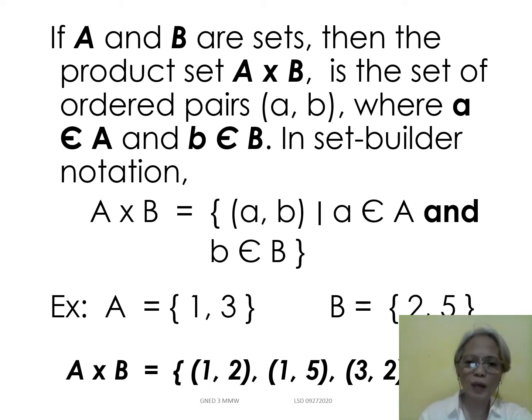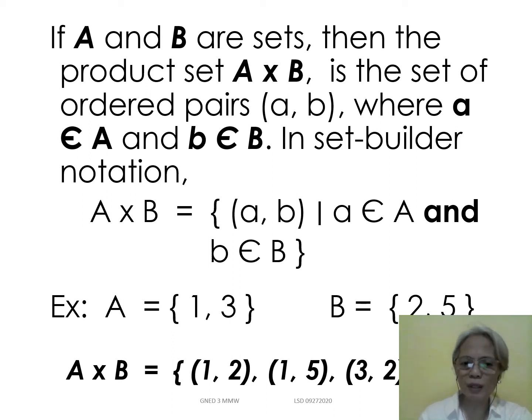So suppose we have the set A containing 1, 3 and the set B which contains the elements 2, b. So A cross B must be the set which contains the ordered pairs. So we take 1, pair that with 2.